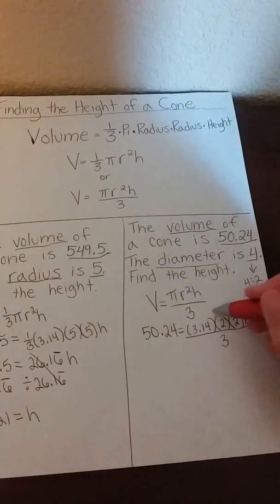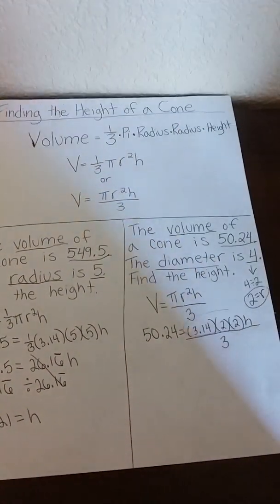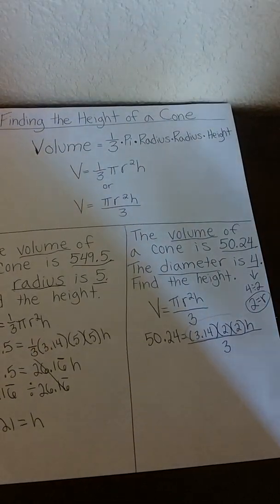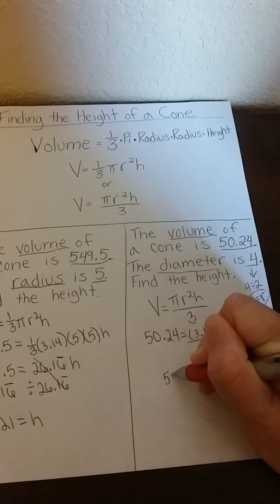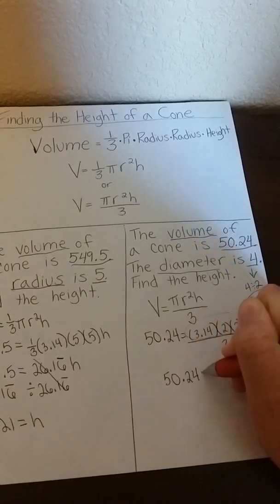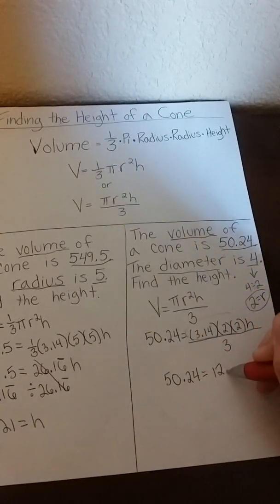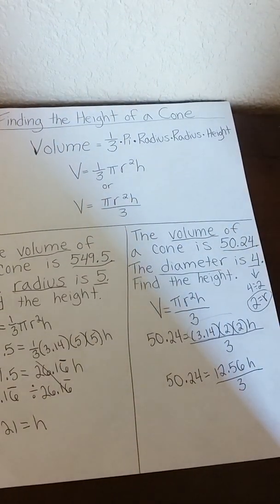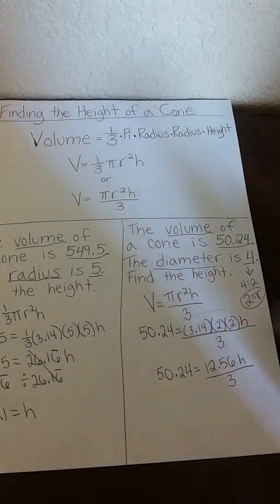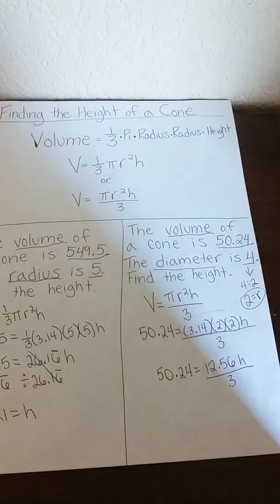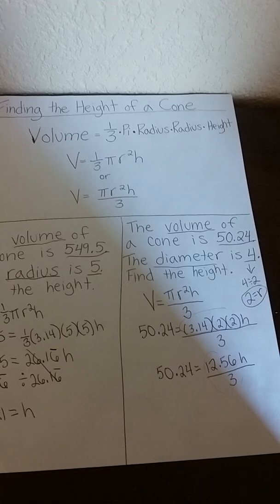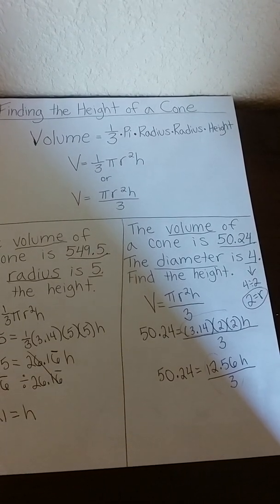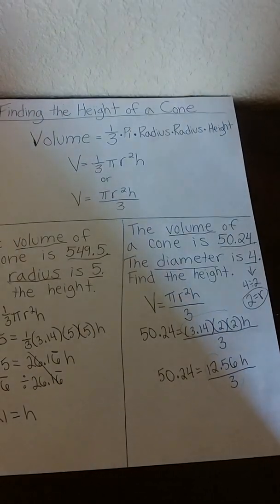Okay, I'm going to do this part, 3.14 times 2 times 2. And I wind up with 12.56. So at this point, I'm at 50.24 equals 12.56 h over 3. Okay, to simplify even further, I'm going to divide this. I'm going to do 12.56 divided by 3. So I'm doing 12.56 divided by 3, and I get 4.186 repeating.